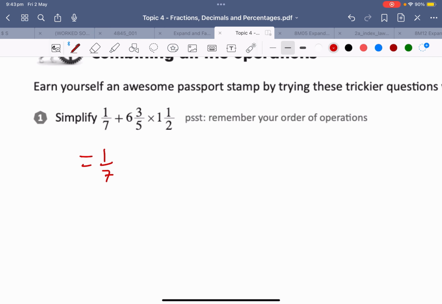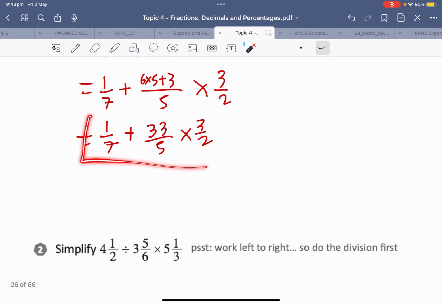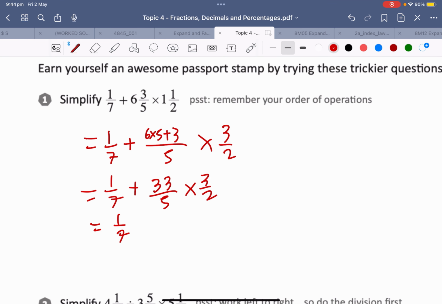1 over 7 plus 6 and 3/5 is the same as 6 times 5 plus 3 over 5, times 1 and 1/2, which is 3 on 2. So notice how I'm just rewriting the same thing as long as I have everything cleared out. Doesn't matter, just keep doing it. Now, at this point, 1/7 plus 33 over 5 times 3 on 2, which one comes first? BODMAS. This guy. So 1/7 just keeps following, it's tagging along. Plus 33 times 3 is 99 over 10.